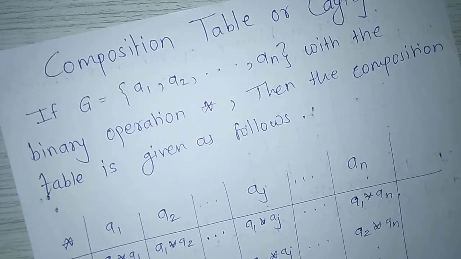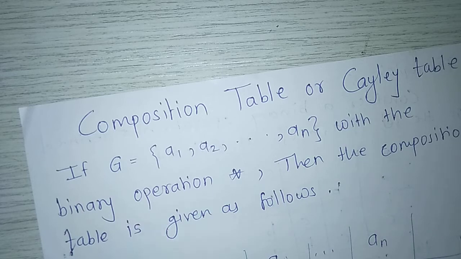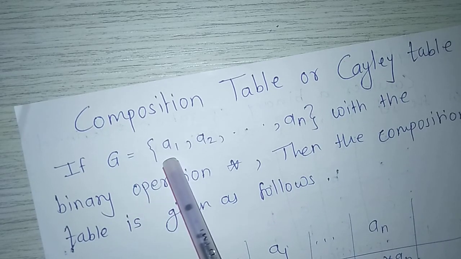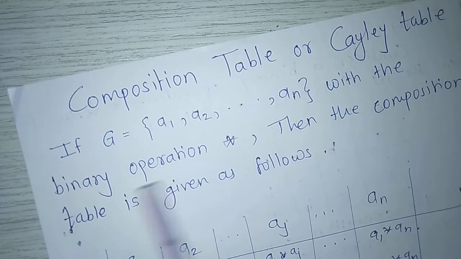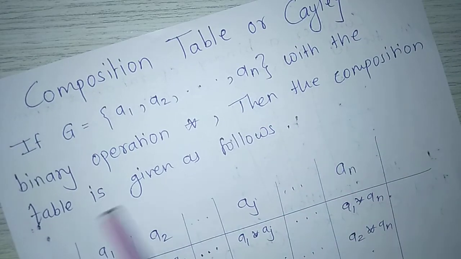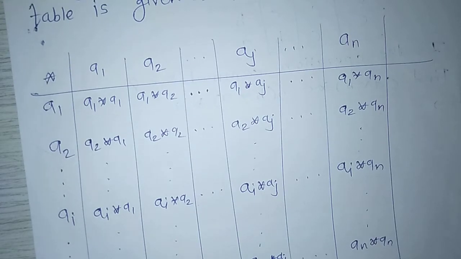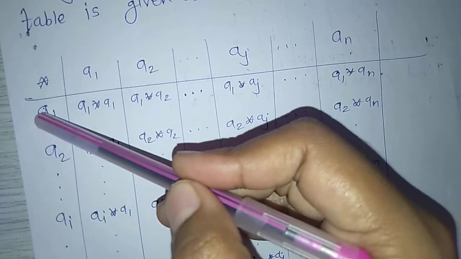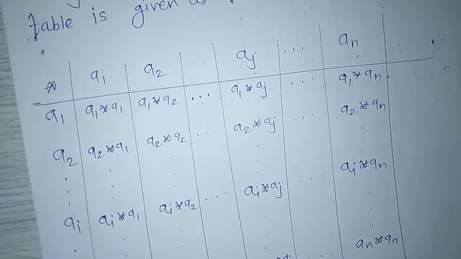Hello students, today we will start with composition table or Cayley table. If G equals the set of A1, A2 and so on An with the binary operation star, then the composition table is given as follows. First, write the elements of G row wise and then column wise, and star is your binary operation.